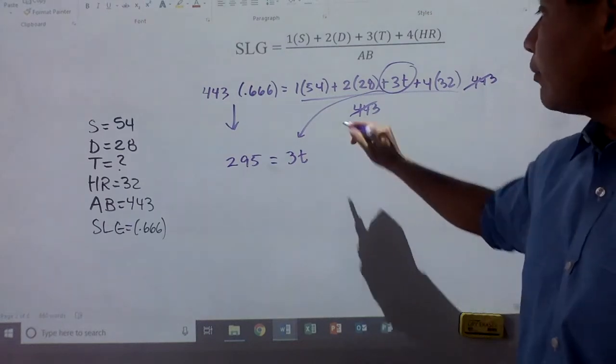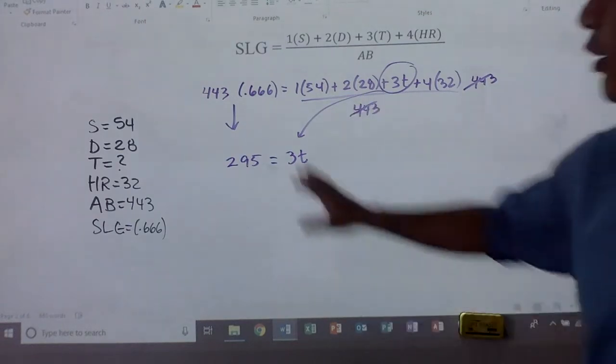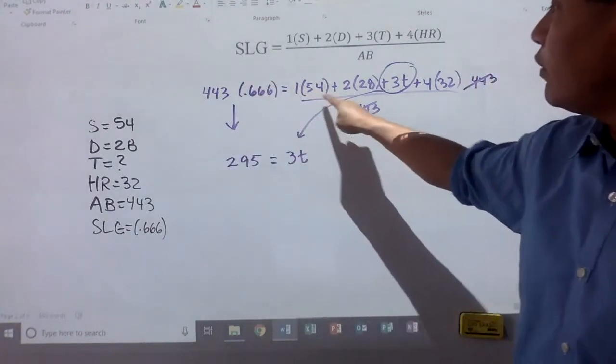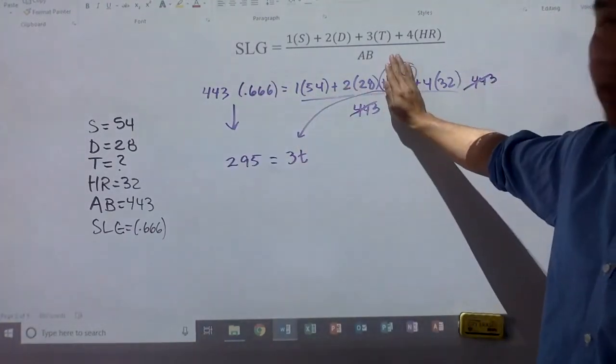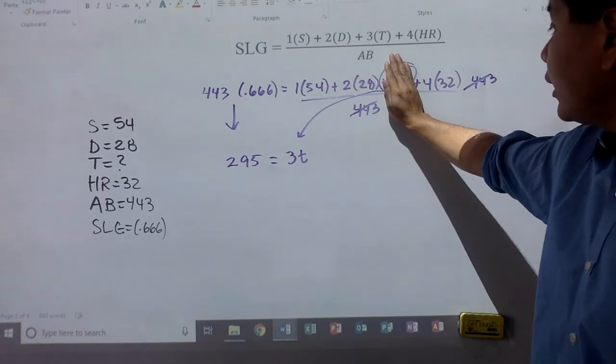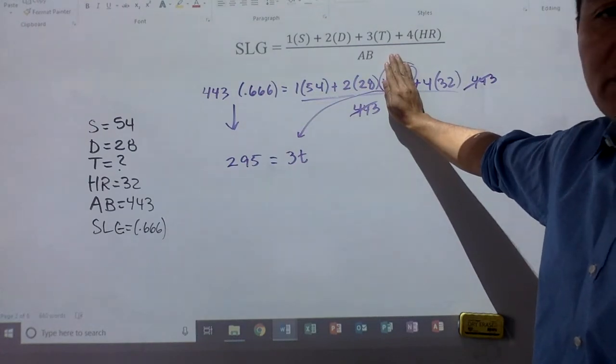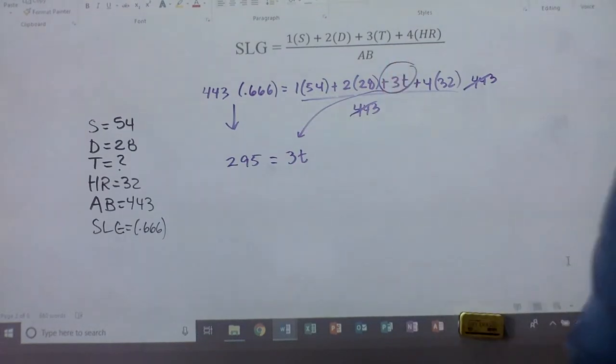And then I'm gonna calculate everything else. I already took care of this. So 1 times 54 plus 2 times 28. Ignore this, I don't know what it is, and then keep going. Plus 4 times 32. Go ahead.